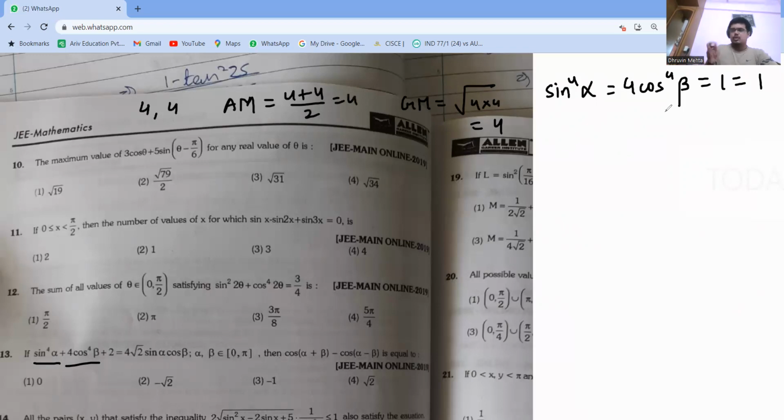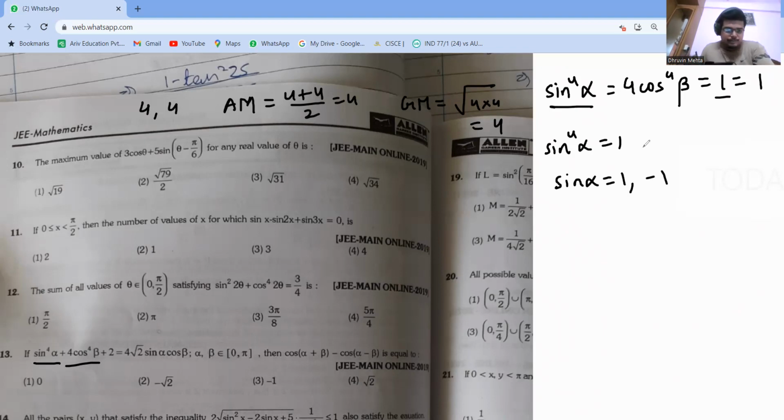Is it clear up to here? After this it is very easy. Everyone understood this. So now it's easy. When we equate this, sine raised to 4 alpha equal to 1, what values will we get? We'll get sine alpha is either plus 1 or minus 1. But guys, alpha is in the first and second quadrant, so sine of alpha can't be negative. So alpha is going to be pi by 2.